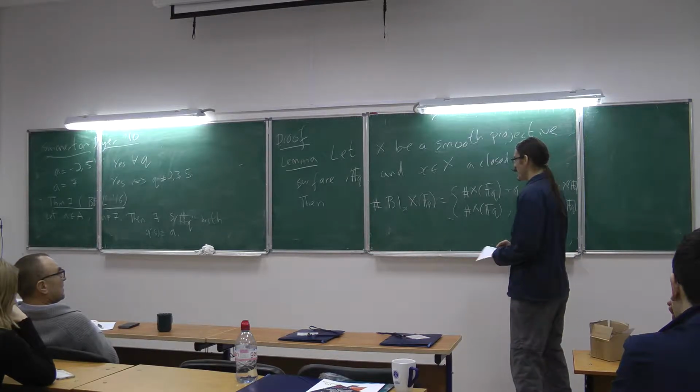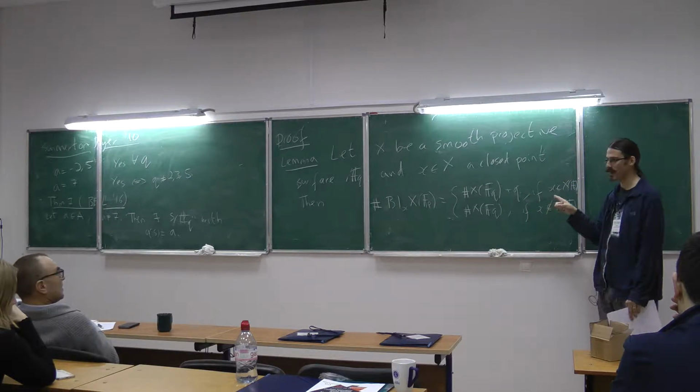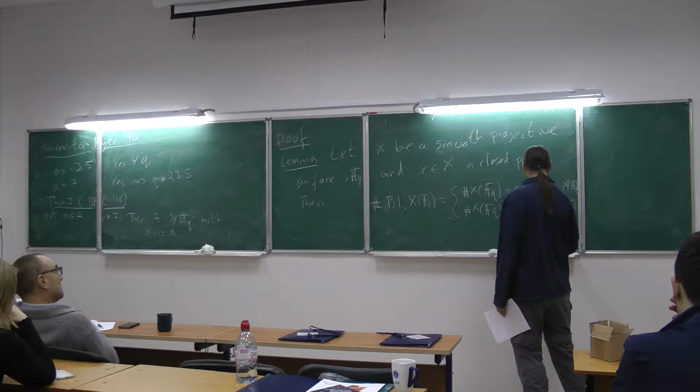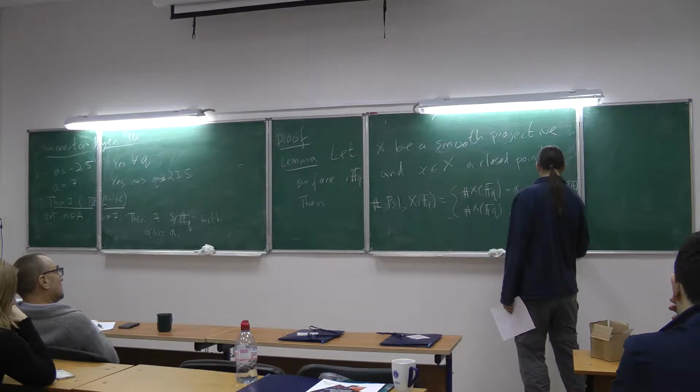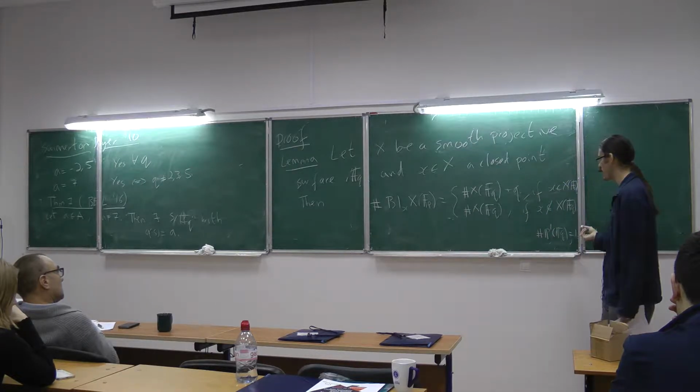So the proof is very easy. I'll just say it in words. In the first case, you remove a rational point and replace it by a copy of P1. And P1 has q plus 1 points. So you remove 1 and add q plus 1.